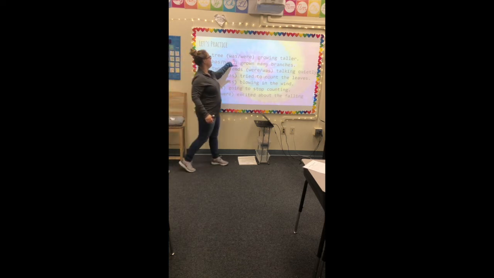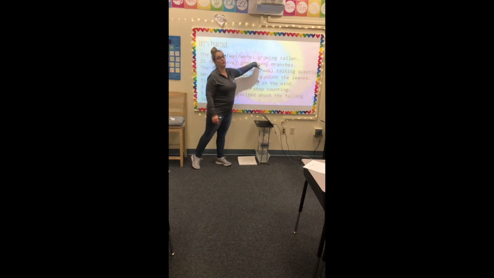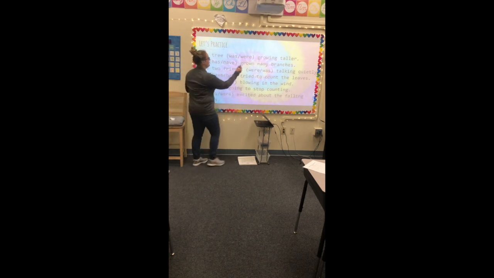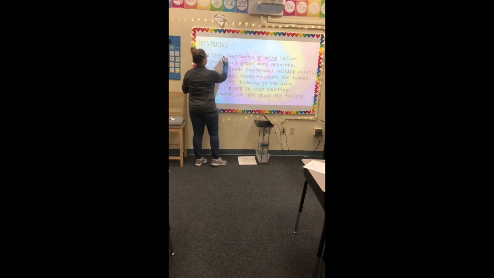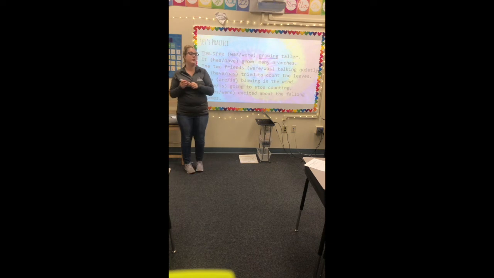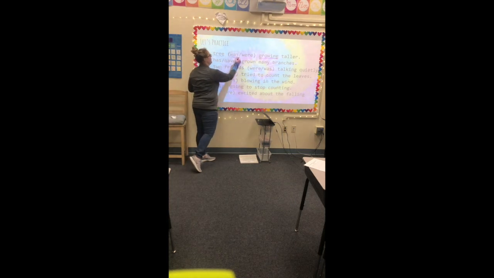So let's look at this. The tree was growing taller, or the tree were growing taller. Okay, so growing is my main verb, and the tree is my subject. It doesn't make sense to say the tree were growing taller. It makes sense to say the tree was growing taller. So in this case, I'm going to use was as my helping verb.